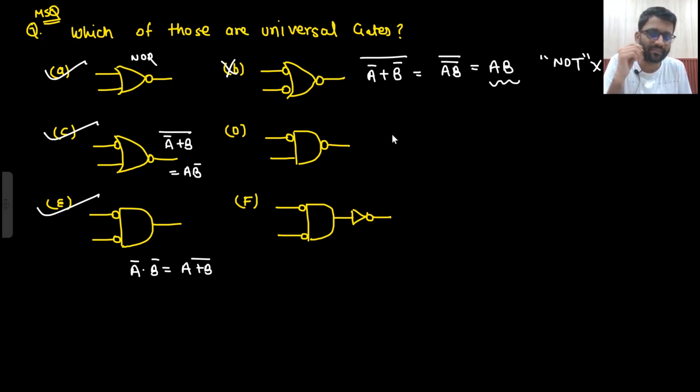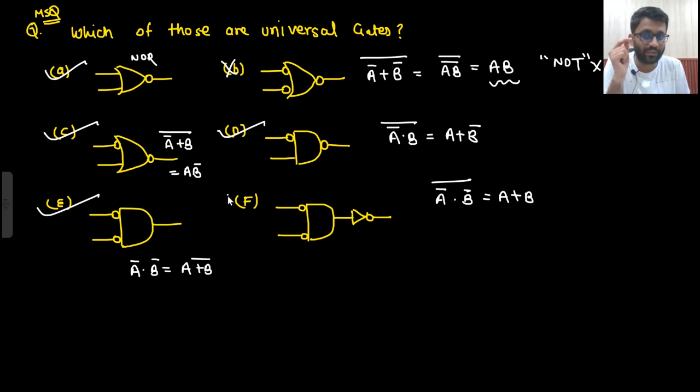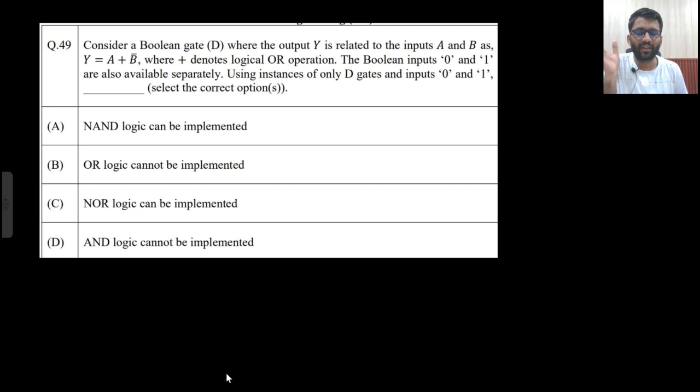What about this one? A bar dot B bar. So it is A plus B bar. So this is also a universal gate. What about this one? A bar dot B bar bar. So that would be A plus B. So this is also not a universal gate because here you are not getting the response of bar. Okay, so this is also not a universal gate. So this was the concept of our universal gate. So this question came in 2022. In GATE 2022, this question came.